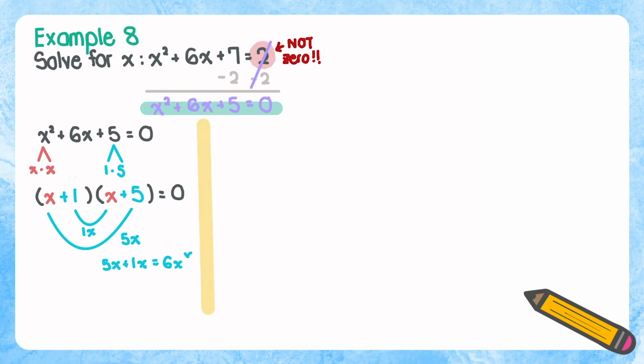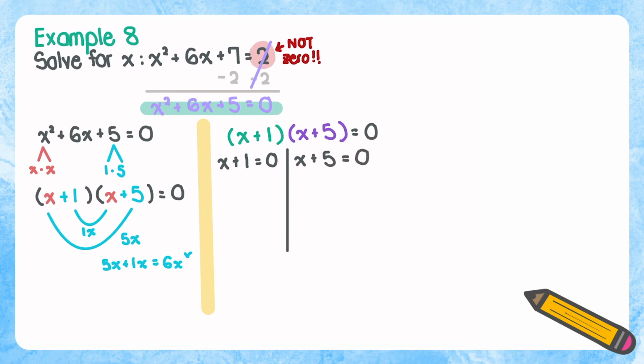So when I factored, I ended up getting x plus 1 times x plus 5 equals 0. Again, this is the same as the original equation we were given. It's just rewritten a lot more now. So I'm going to now set x plus 1 equal to 0, as well as x plus 5 equals 0. So again, I have two options.